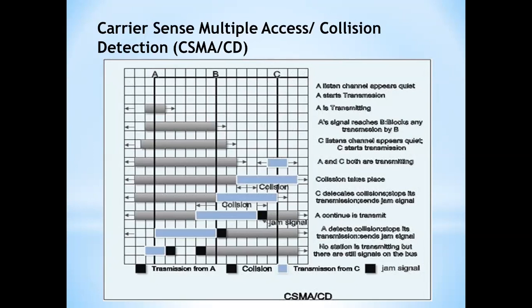You can see in the diagram, the blue part is shown as the collision and the transmission is shown in the gray part. Then C detects the collision, stops its transmission and sends the jam signal, and then A continues the transmission. And then A detects the collision, stops its transmission and sends the jam. First C will sense the jam and then A will sense the jam. And lastly, no station is transmitting, but there is still signal on the bus because the channel has the collided data in it.